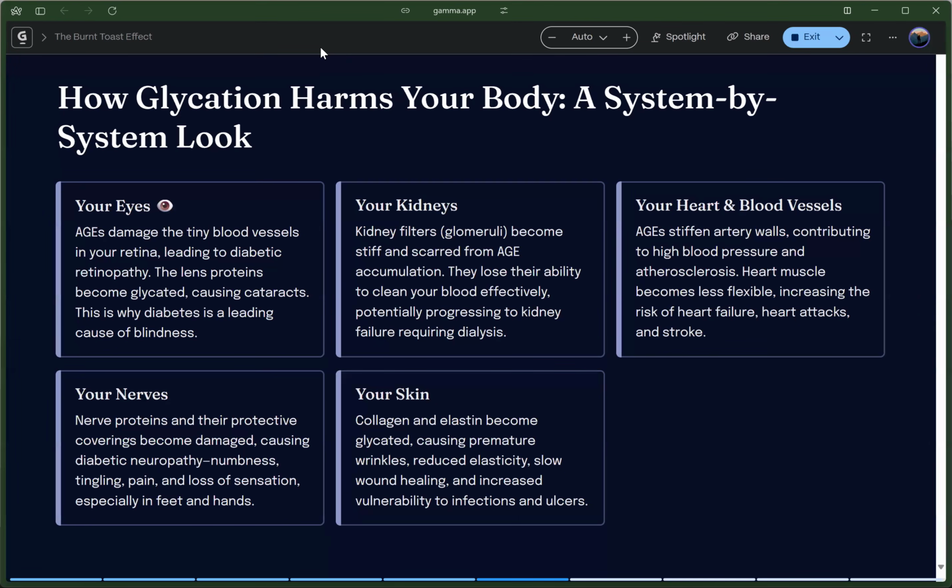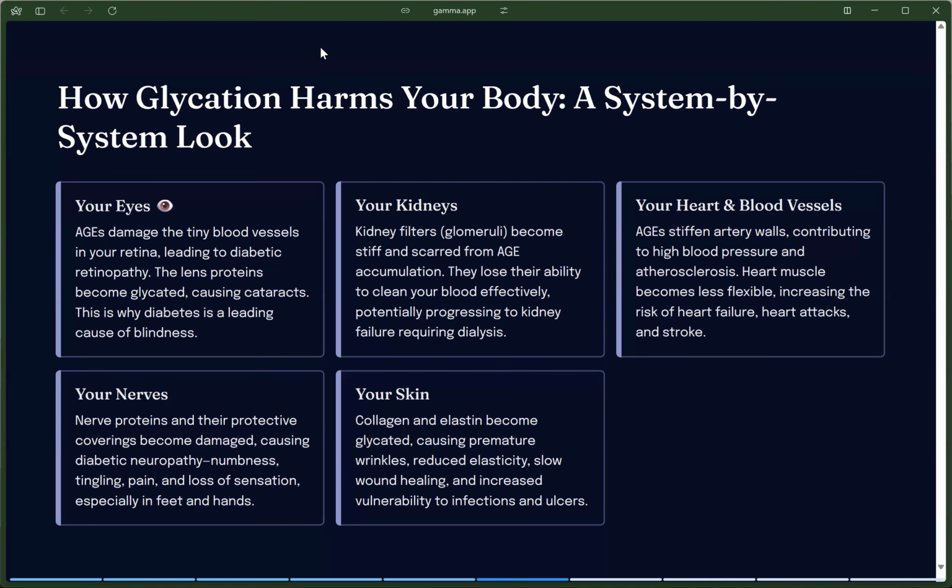Because in your eyes, there are tiny vessels in your eyesight. Those are really tiny. If your blood sugar spikes a lot, it can really damage those things. It will get glycated. Damage is equal to glycated. So the first important thing is it will impact your eyes. The second important thing is it will impact the nephrons in our kidney.